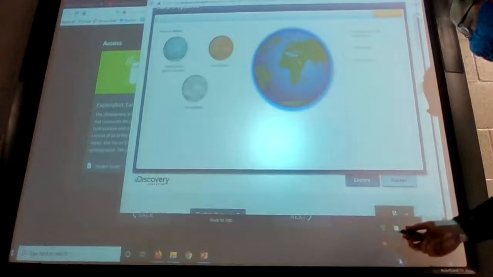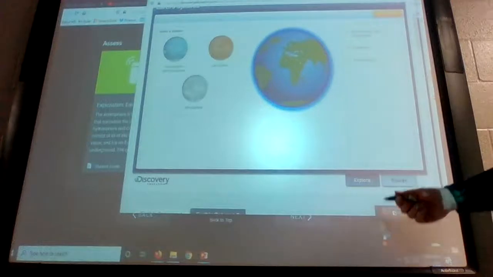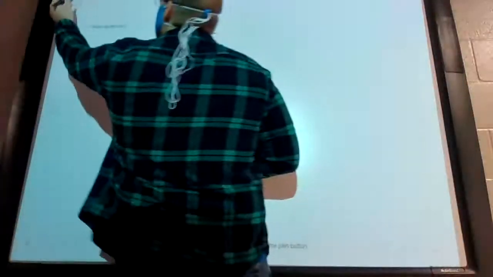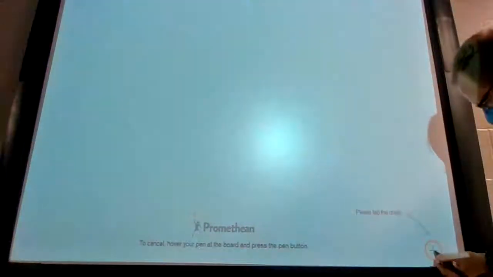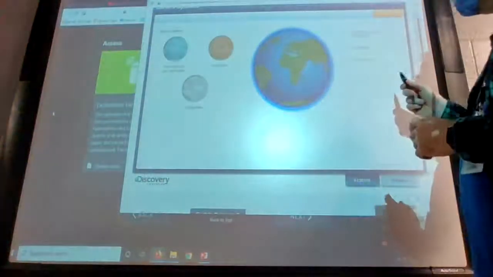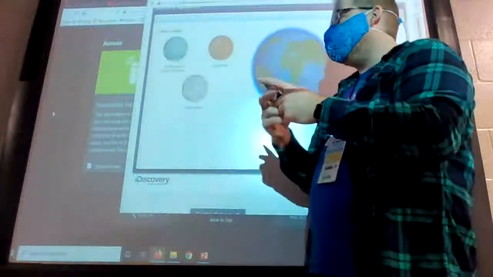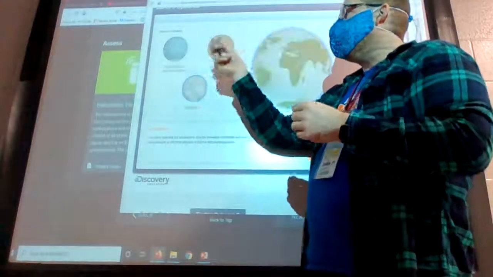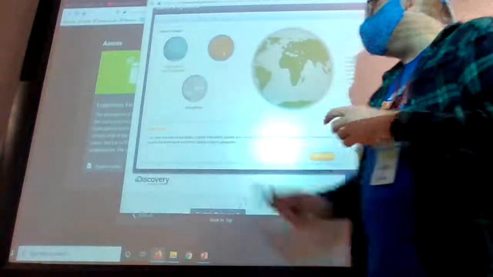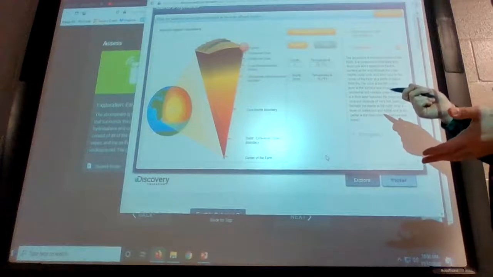So just to go real quick through the actual exploration part, let me do this real quick. Calibration, 5 points. All right, now we're a little bit better. So we have a couple spheres here. They have the hydrosphere and the cryosphere, the geosphere, and the atmosphere. And you can click on whichever one you want to learn about at the moment. Click on Proceed.